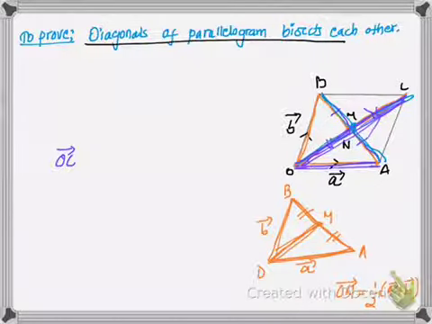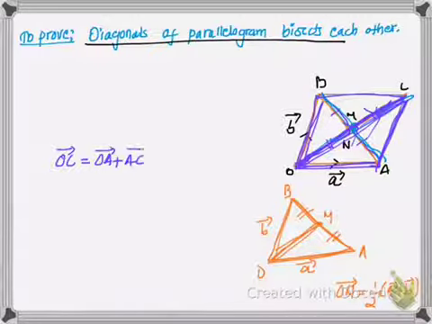Also, if we look into the diagonal OC, moving from point O to point C is the same as moving from point O to A, and then moving from point A to C. Or you can also say moving from point O to C is the same as moving from point O to B and then B to C. You can take any sides you like. I've taken the first one. So vector OC is equal to vector OA plus vector AC, and OA, we've supposed it is equal to A.